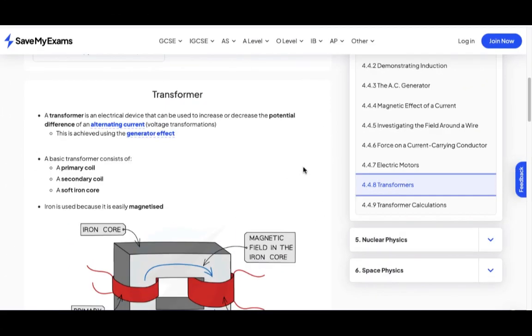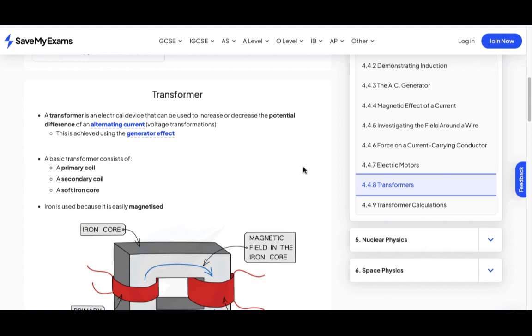Aspect of physics called the transformer. You've seen transformer even in movies. You see movie titles bearing the name transformer. So in conceptual physics, what is the meaning of a transformer? In IGCSE physics, what is the meaning of a transformer? What is a transformer and what does it do?